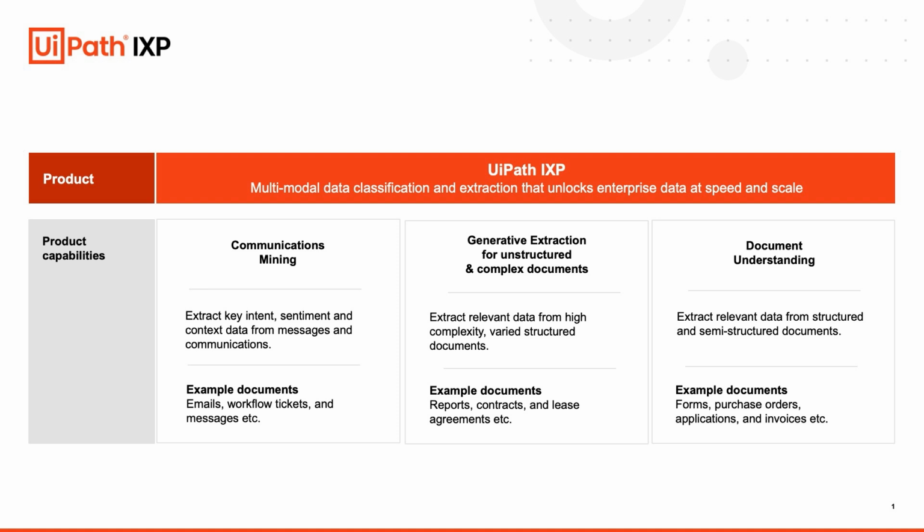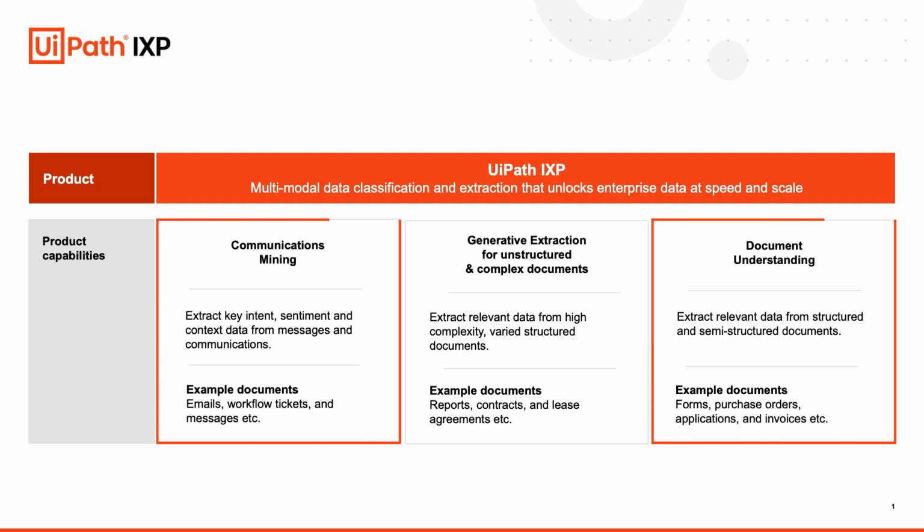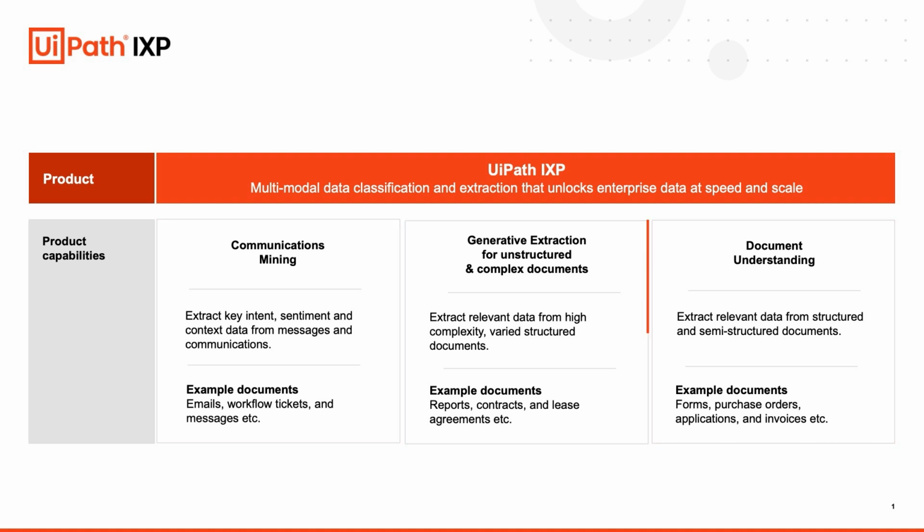UiPath Intelligent Extraction and Processing is a multimodal data classification and extraction capability that converts unstructured data into structured format for automation and analytics. UiPath IXP brings together the existing Document Understanding and Communications Mining capabilities with a new generative extraction capability for unstructured and complex documents.